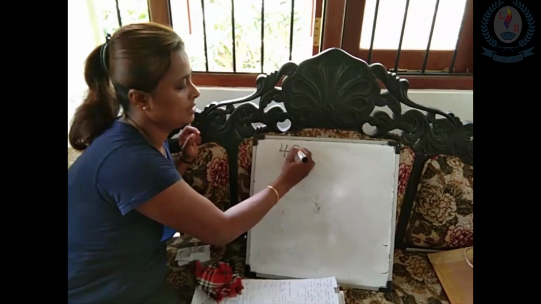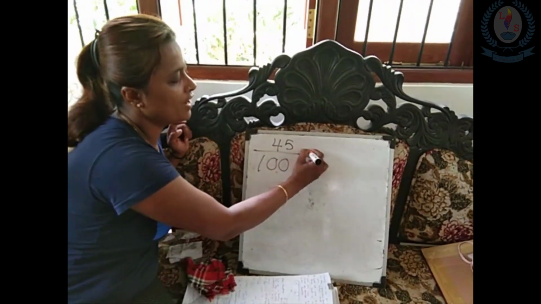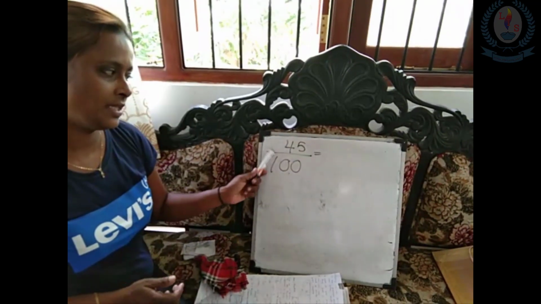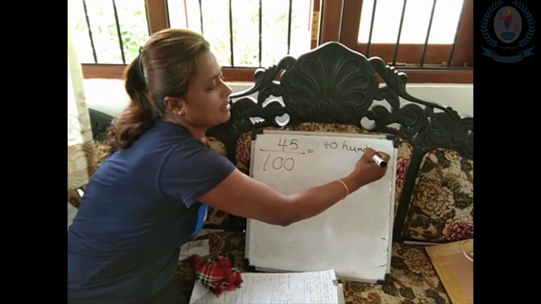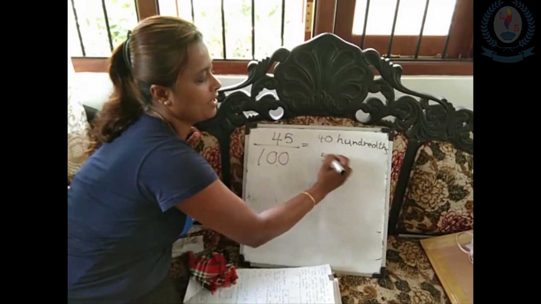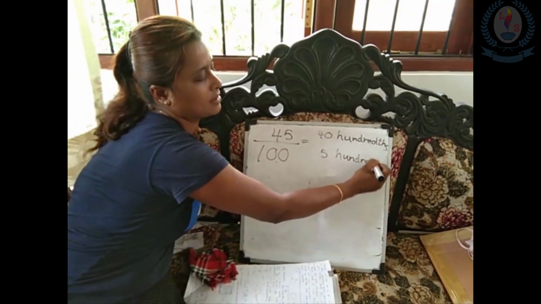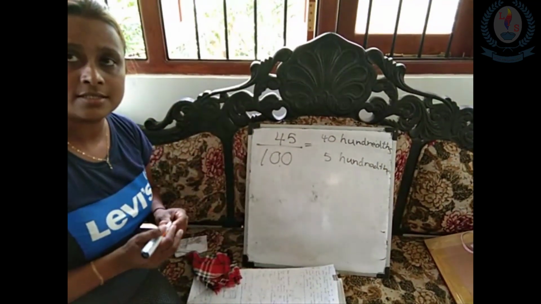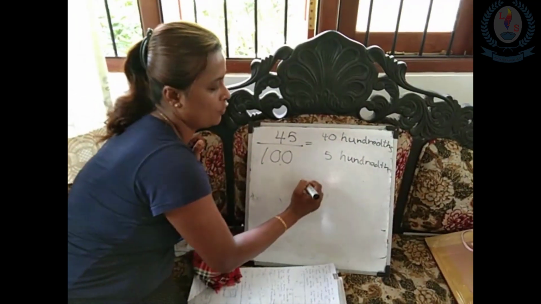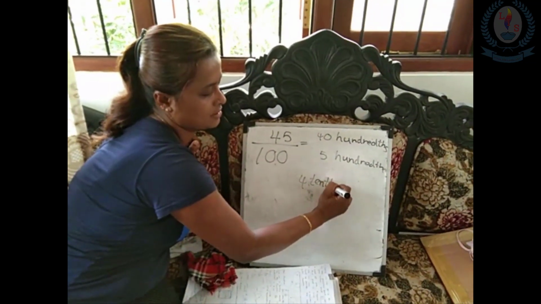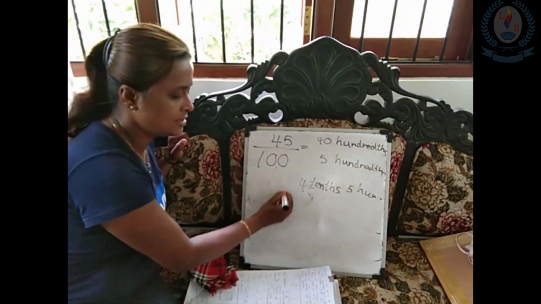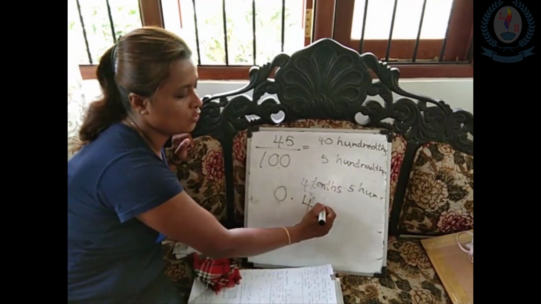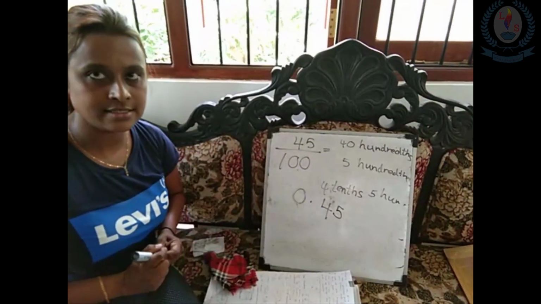When you practice this, even without breaking, even without using a place value chart, it may be very easy for you to write the hundredths as decimals. Look at this example, 45 hundredths. When we break this into 2 pieces, we get 40 hundredths and 5 hundredths. 40 hundredths means 4 tenths, and 5 hundredths. So we can write this as 0.45. I think it's clear.